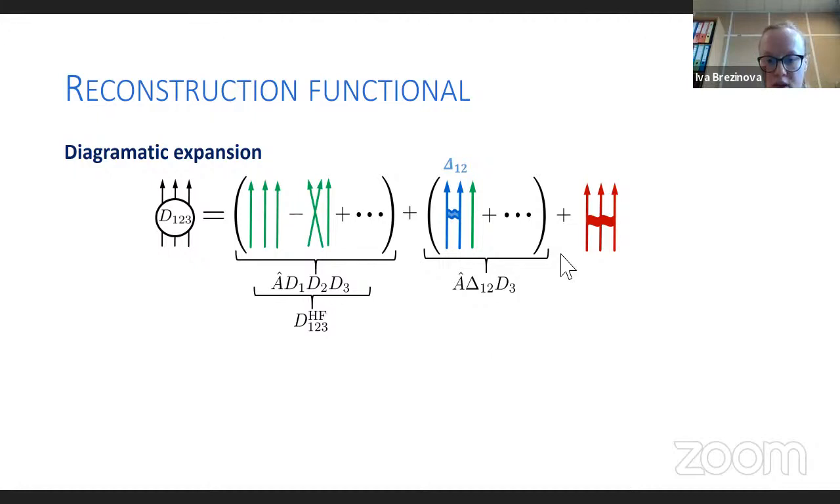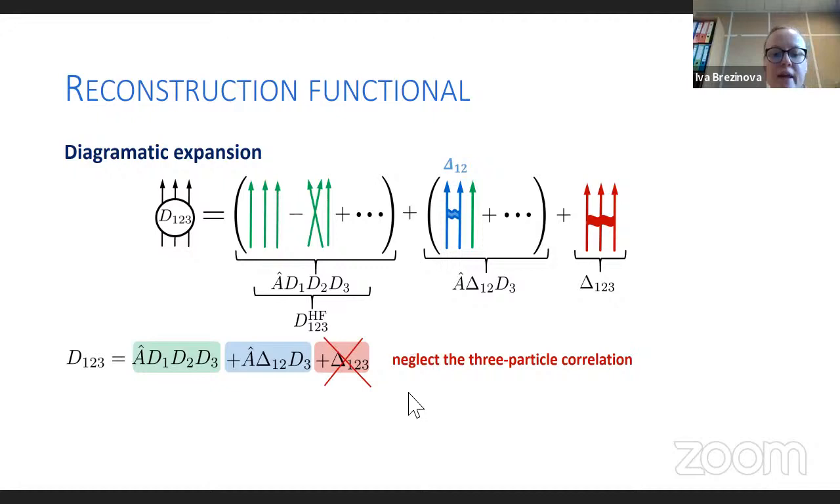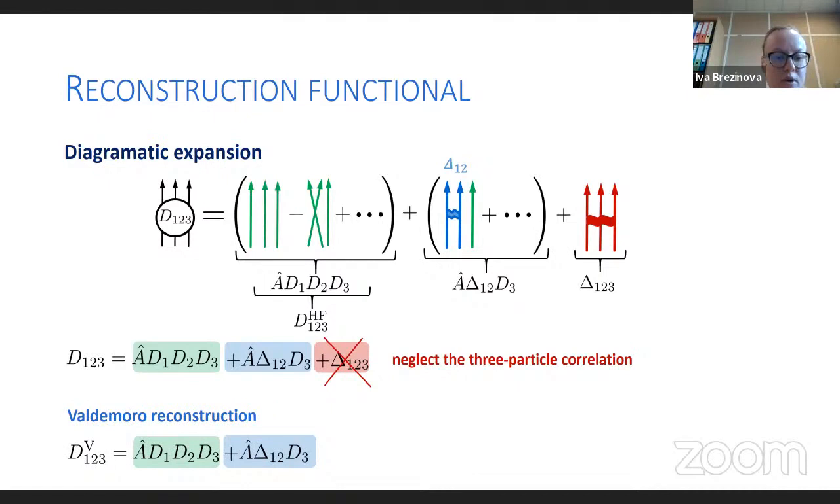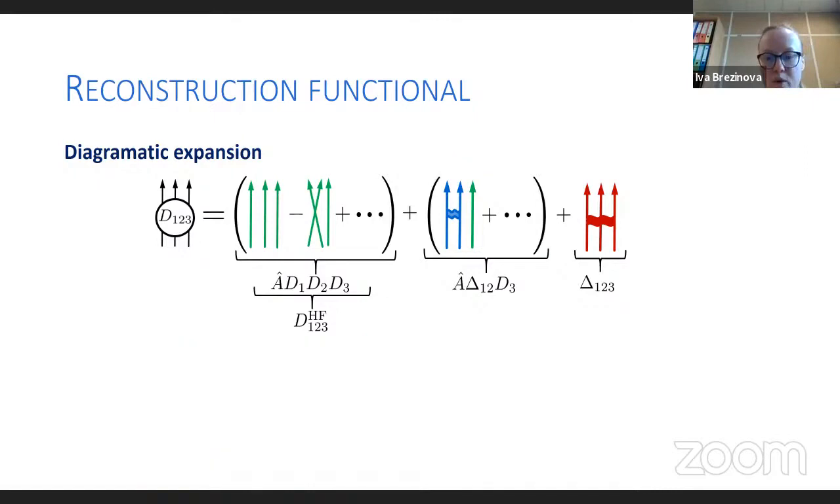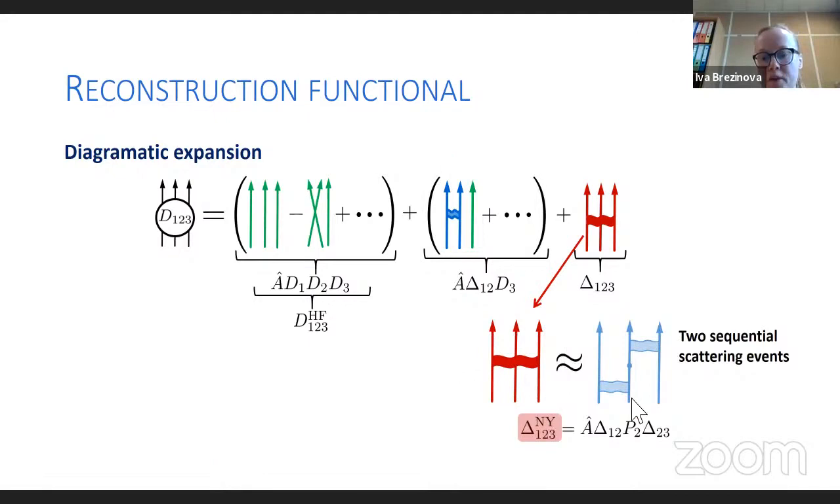And then there is something that is not reconstructible a priori from the two-particle reduced density matrix, namely the three-particle cumulant that measures real three-particle correlations. So one approximation known from literature is just neglecting these three-particle correlations altogether and using this as a reconstruction functional for the three-particle reduced density matrix. This is then called the Valdemoro reconstruction. We had the experience that this is not a sufficiently good reconstruction, and we had to go beyond that. So we had to approximate this three-particle cumulant, and we did that by a sequence of two-particle correlations that can also be written down using the two-particle cumulant. And this is known in literature as the Nakatsuji-Yasuda reconstruction. So this is the reconstruction that we have ultimately used.